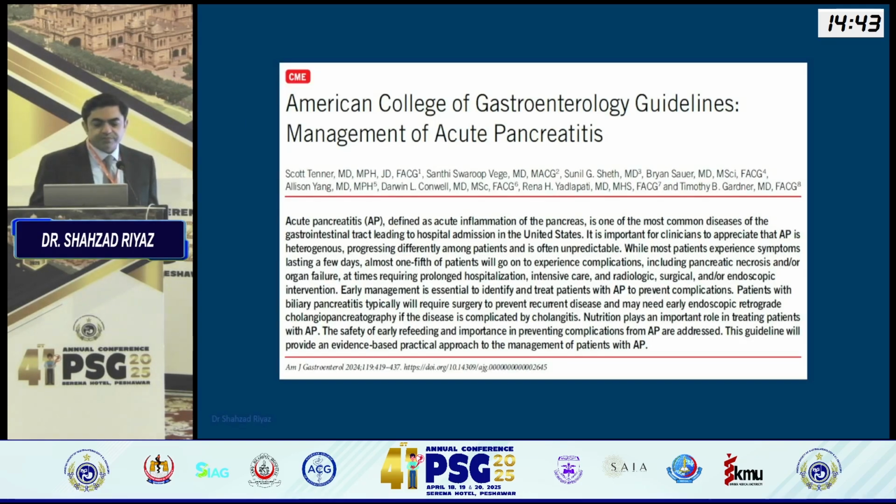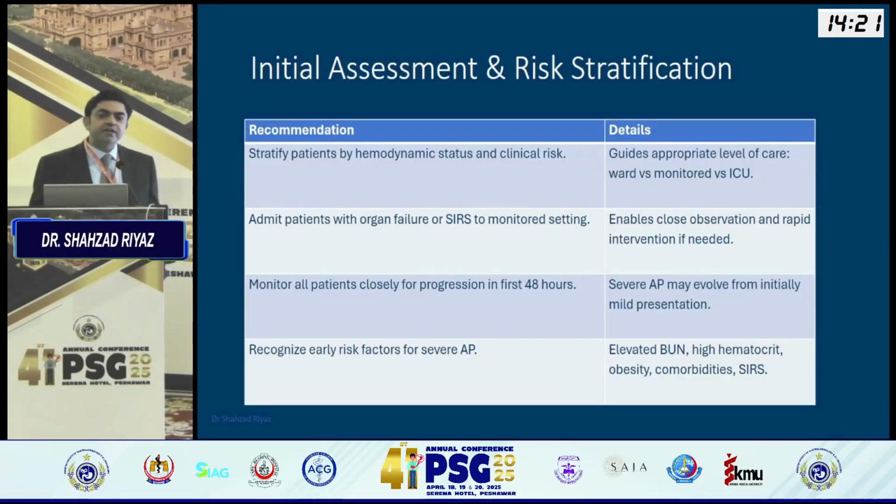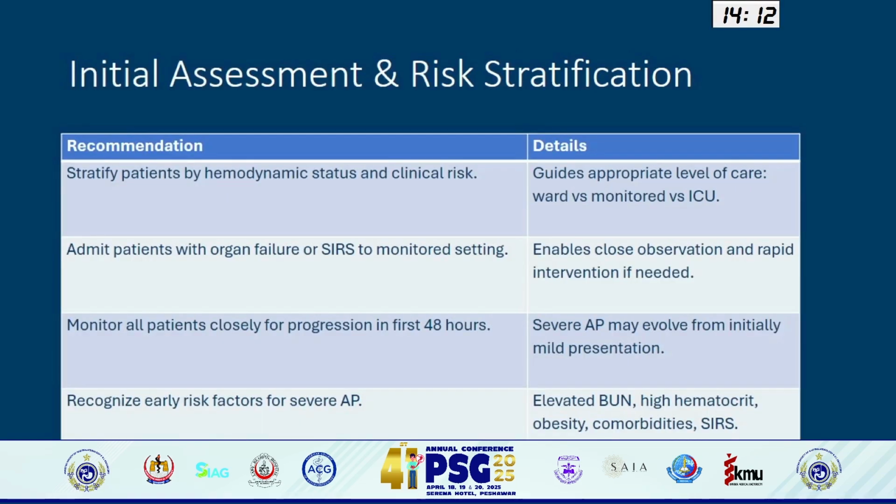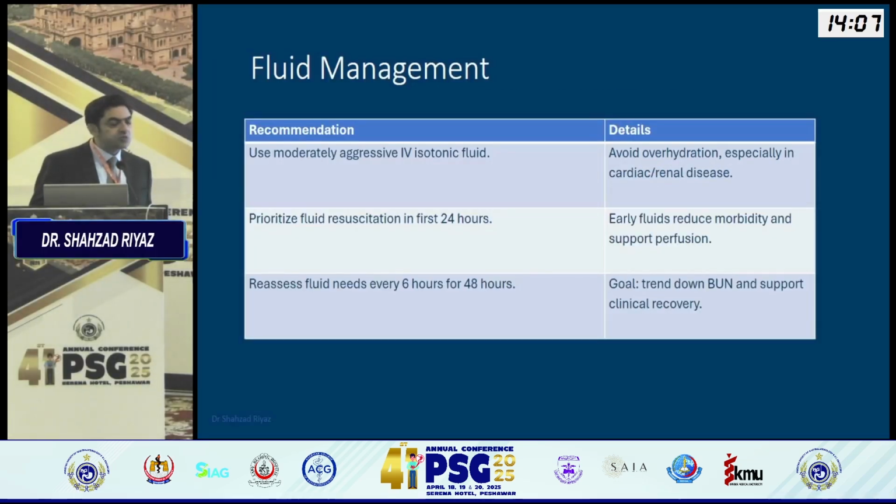More recently, just last year, the ACG has updated its guidelines, and Dr. Mustafa Raihi did summarize them. So I'll just quickly go through a few points. With regards to diagnosis, CT scan is not important, unless you are suspecting some sort of complications when the patients come in. Initial assessment has moved away from only looking at clinical parameters. You are now also looking at the laboratory parameters, including the blood urea nitrogen and the hematocrit, to exclude hypoperfusion of the pancreas.